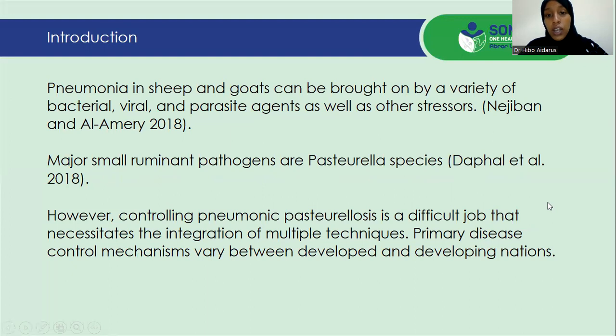Pneumonia in sheep and goats can be brought on by a variety of settings, such as bacteria, viruses, and parasites, as well as stress. Stress is the main cause of this disease. Native small ruminant pathogens are Pasteurella species.